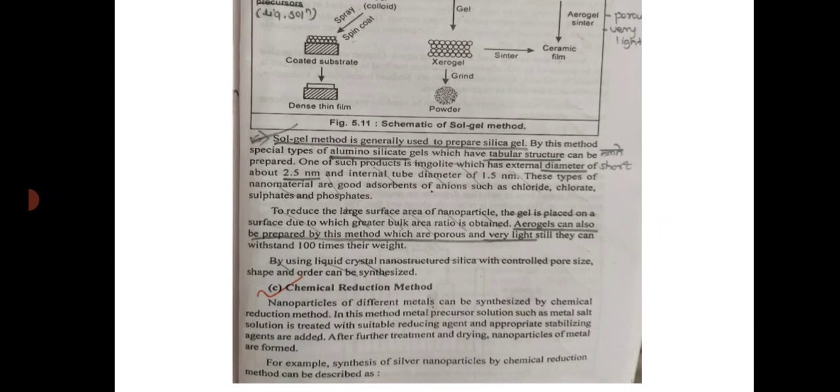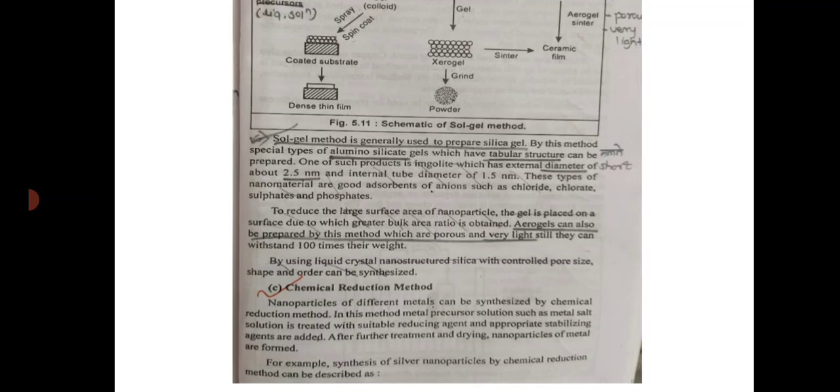The next method is the chemical reduction method. Nanoparticles of different metals can be synthesized by the chemical reduction method. In this method, a metal precursor solution such as a metal salt solution is treated with a suitable reducing agent, and appropriate stabilizing agents are added. After further treatment and drying, nanoparticles of metal are formed.